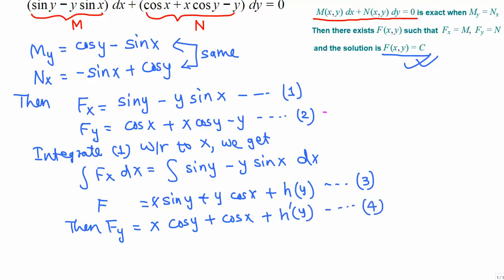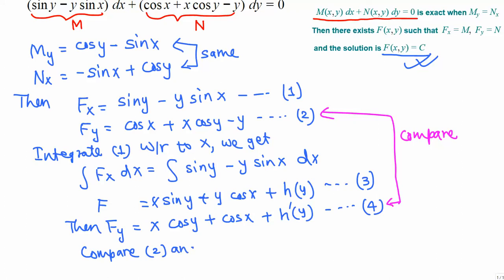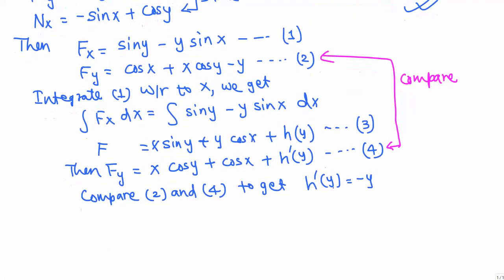Now we compare 2 and 4. From there we get that F_y is the same on the left side, that's why we can compare. Cosine x is cosine x, x cosine y is x cosine y, so h prime of y is negative y. So comparing 2 and 4, h prime of y is equal to negative y. Okay, this is a pure function of y.